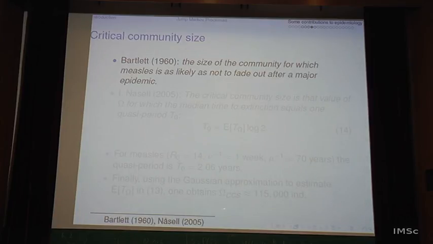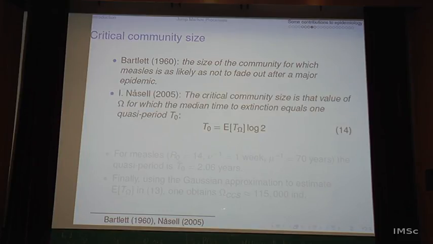Okay. So that's just the tools we're going to use. And now how do we properly define the CCS? Well, Bartlett in the 60s was interested in this. He made the plot I showed you before. He said that this is the size of the community for which measles is as likely as not to fade out after a major epidemic. So that's a definition. It's quite easy to see empirically how it's going to look, but mathematically it's not precise enough.